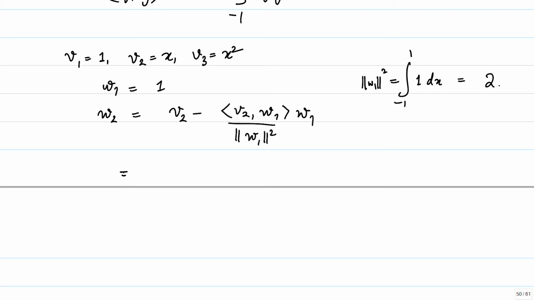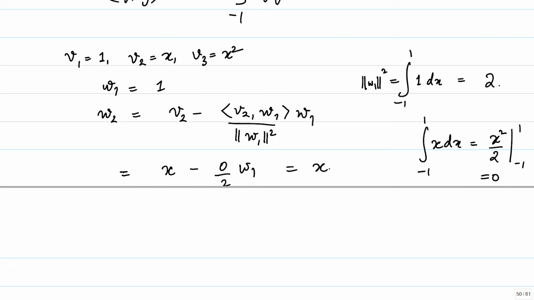So, this is just going to be equal to V2, which is x, minus the inner product of x and 1, the integral of x dx from minus 1 to 1. This is just going to be equal to x square by 2 evaluated from minus 1 to 1, which is equal to 0. So, this is just 0 by 2 times W1, but that is okay, that is just equal to x. So, W2 is just x.